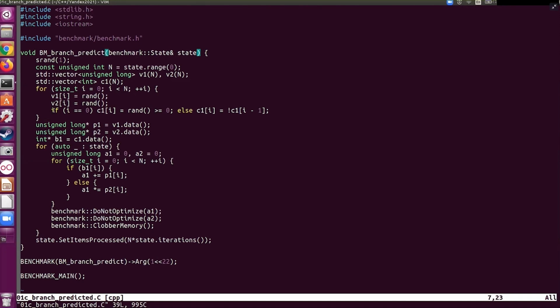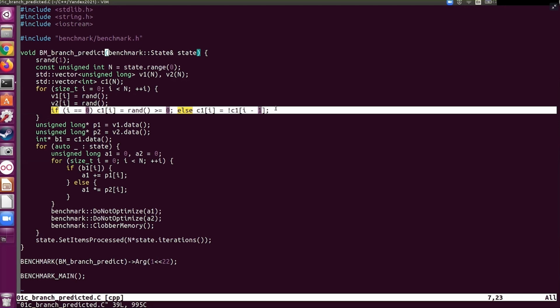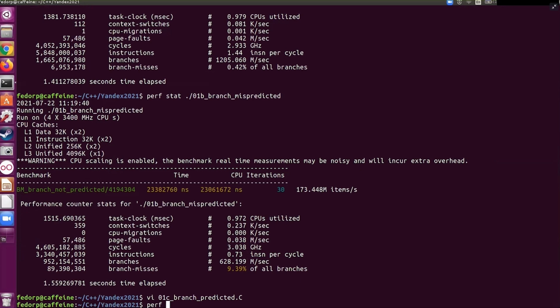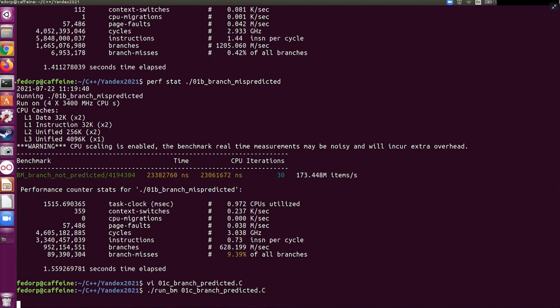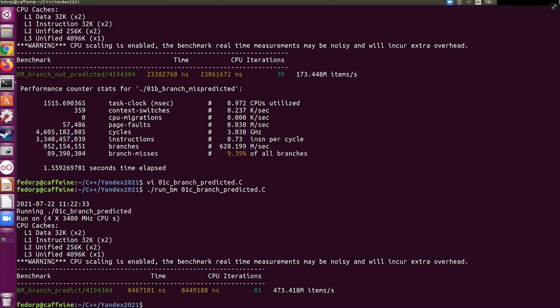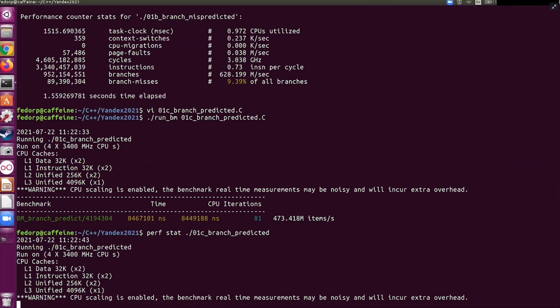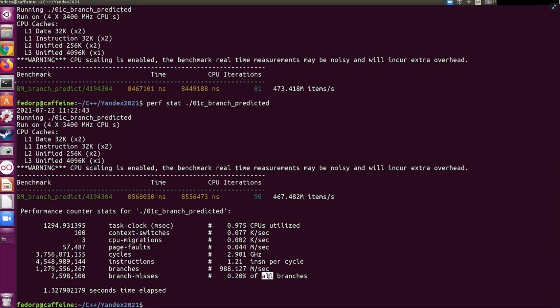Okay, just to drive this point home, here is a branch that is 50% ones, 50% zeros, but it's not really random. It's 0, 1, 0, 1, 0, 1. You would think that it's not predictable. But it actually runs pretty fast. It runs much faster than a truly non-predictable branch. And the misprediction rate isn't that bad.